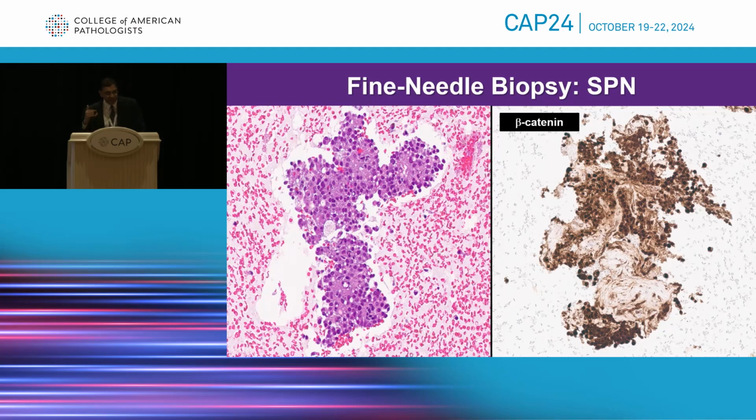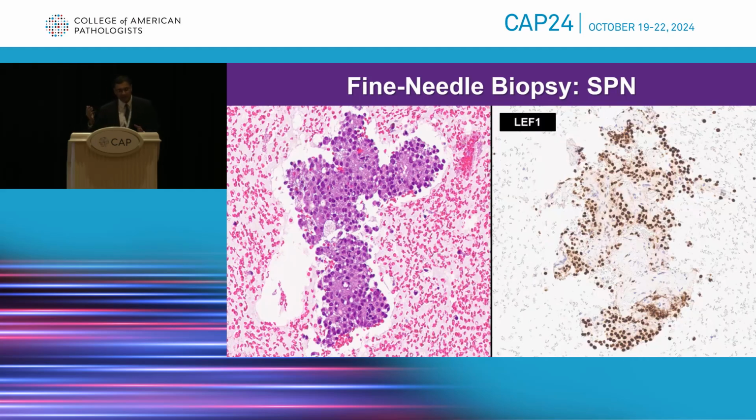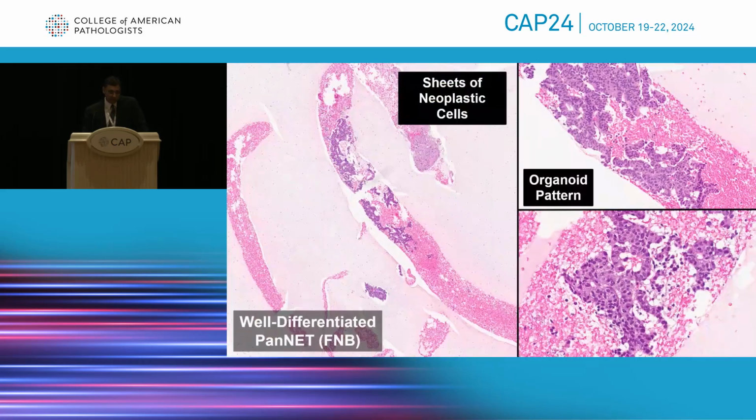However, I personally find it challenging to evaluate beta-catenin, and so many labs have now moved to LEF1. LEF1 is a nuclear transcription factor, much easier to deal with when you're dealing with FNB cell blocks or FNAs in general, where you can see nice nuclear expression diffusely present within a solid pseudopapillary neoplasm, and it's also positive in those squamoid nests in a pancreatoblastoma.